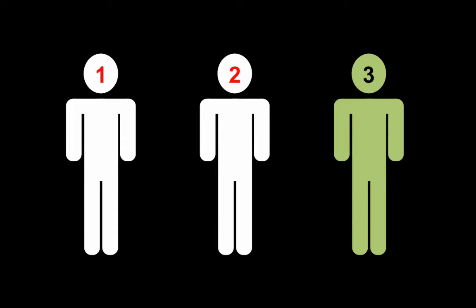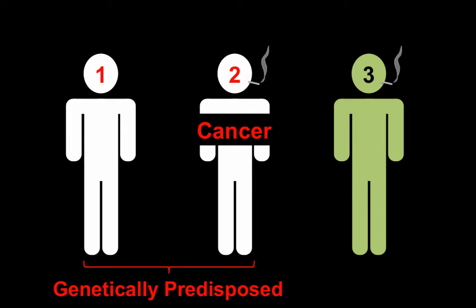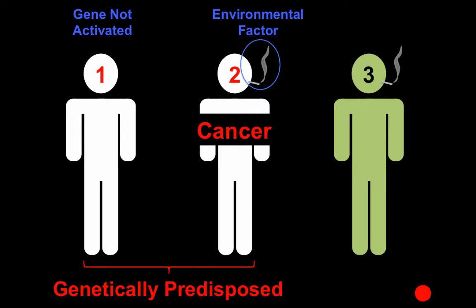Another example is genetic predisposition. So we have two twins and then a third individual. One of the twins and that individual is a smoker, but only person number 2 gets cancer. Why is that? Well, that's because the twins were actually genetically predisposed. In other words, they were more likely to get cancer because of their DNA. However, twin number 1 did not get cancer because the gene was not activated because the environmental factor was not present. Person number 3 was actually genetically protected against cancer.